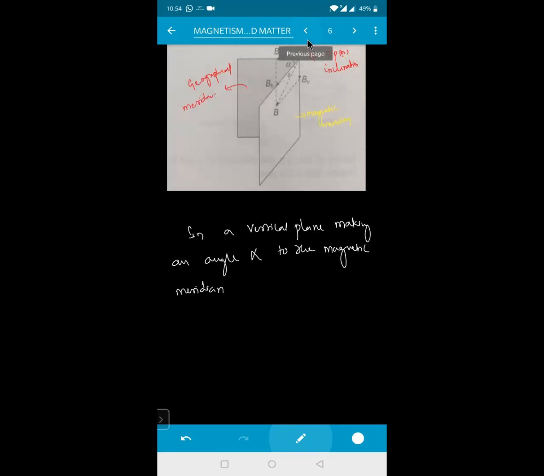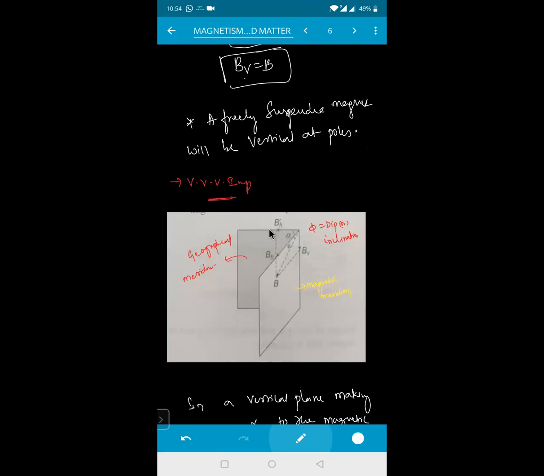A vertical plane making an angle. This is the horizontal component of this one, and this is the magnetic meridian. Alpha is the angle between this and BH dash. So BH dash is nothing but BH resolved, making an angle alpha with the vertical component of the Earth's magnetic field. If we resolve this BH, this direction becomes BH dash, and this will become BV dash.